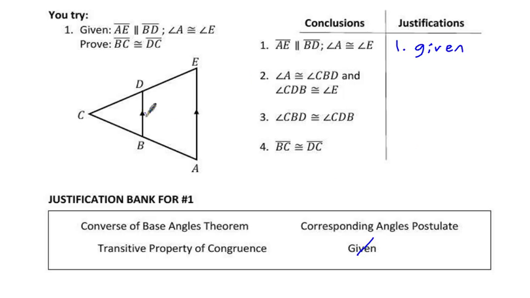And it said that these lines are parallel, and that's already marked with those arrows. It also said that angle A was congruent to angle E. That was given. Now, we also know that angle A is congruent to angle CBD, and that angle E is congruent to angle CDB for the same reason.